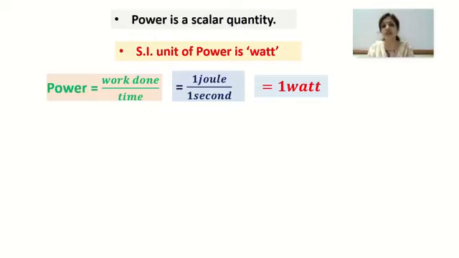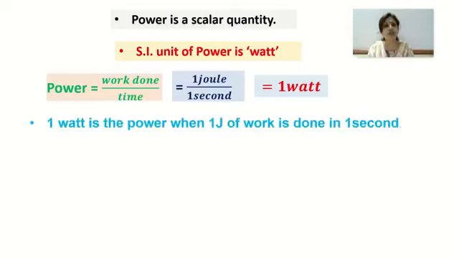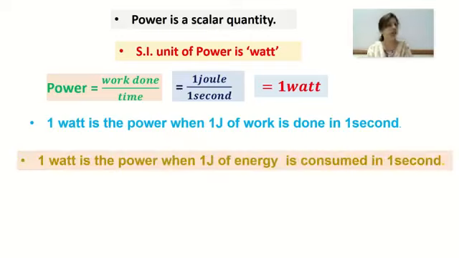Now how will you describe this unit watt? 1 watt is the power when 1 joule of work is done in 1 second. So everywhere if you put 1, you can describe the unit of power. 1 watt is 1 joule of work done in 1 second. Alright. 1 watt is the power when 1 joule of energy is consumed in 1 second. So according to our second definition, the amount of energy consumed in a given time is also power. So 1 watt is the power when 1 joule of energy is consumed in 1 second.